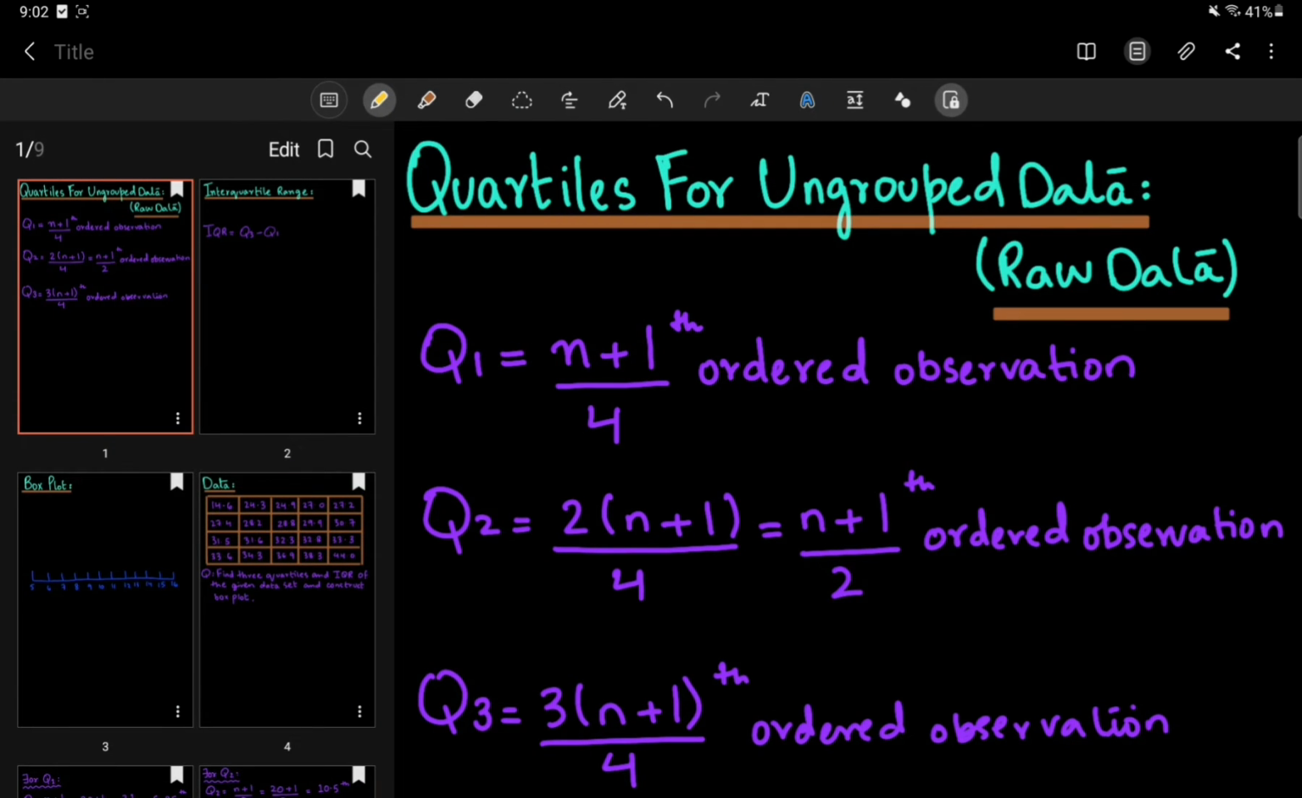In this video, I am going to explain to you about the quartiles, the interquartile range, and the box plot. First, we will discuss the quartiles for ungrouped data, or maybe we can say the raw data. There are 3 quartiles and their formulas are given here. For quartile 1, this is; for quartile 2, this is; and for quartile 3, this is the formula. So quartile 2 is also the median of the data.